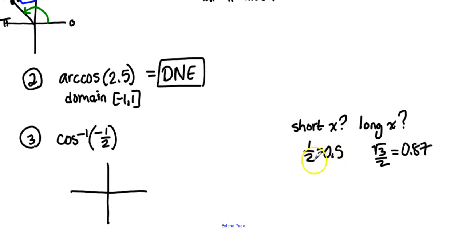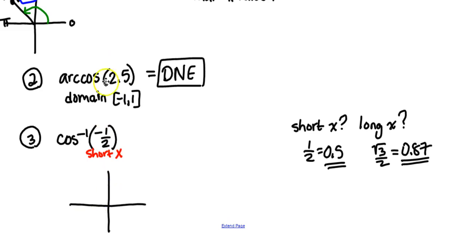So 0.5 we describe as our short x because it's literally a shorter side length than 0.87. So this is a short x. Meaning that when I travel left, I would travel a short distance before moving vertically up. So if I were to sketch that angle with a short x, it would create a steeper angle.